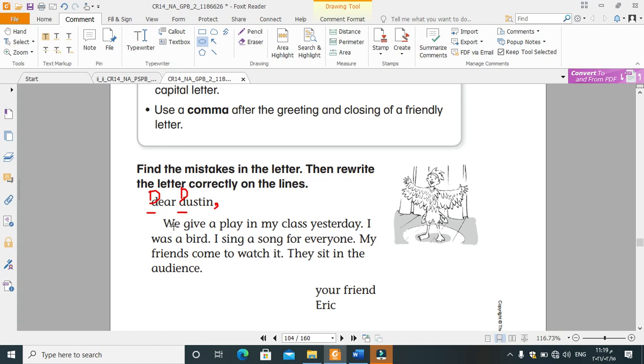Let's read now. We give a play in my class yesterday. You see the word yesterday? Yes, it refers to the past. So where is the action here? Give. So is it correct to write give in the past? No. So give is a mistake here. So what should we write instead of give? Good, gave.